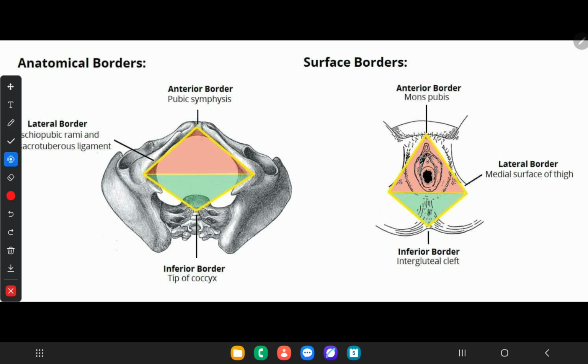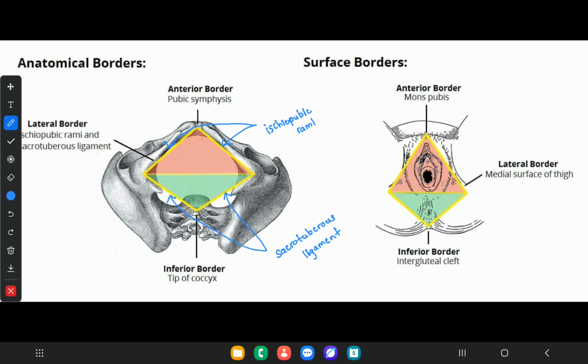Now let's see what the bony boundaries of the perineum are. The perineum is a diamond shaped structure. There are four bony prominences. Anteriorly, you can see the pubic symphysis. Posteriorly, you can see the tip of the coccyx. And laterally, you can see the two ischial tuberosities. Once you join these four bony prominences, you get a diamond-shaped structure like this.